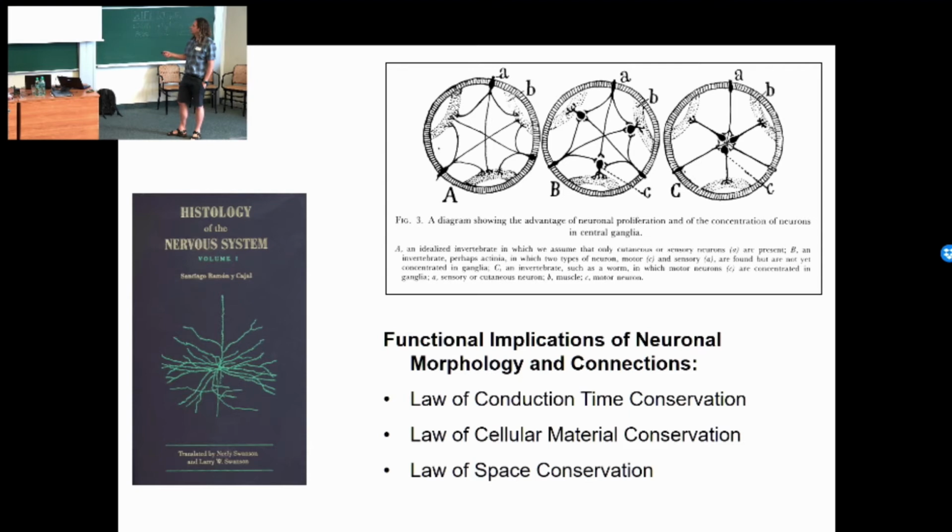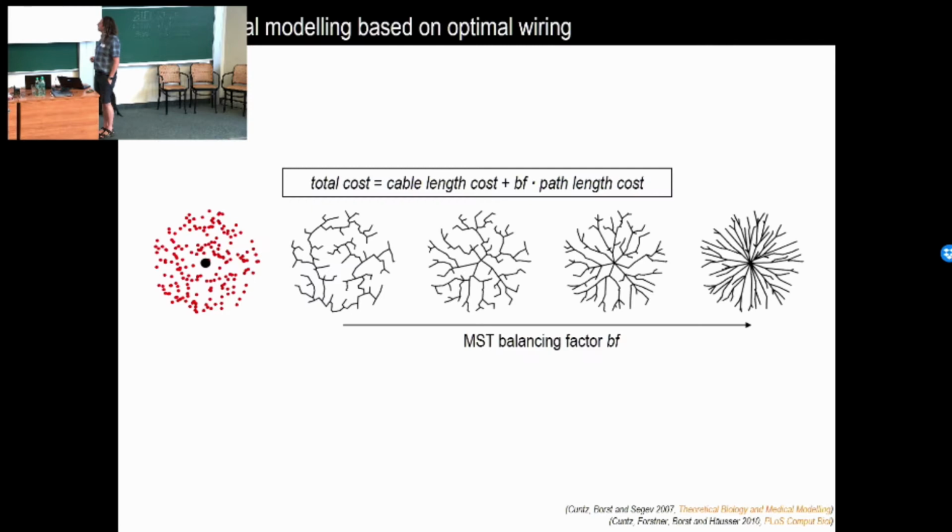The law of conduction time conservation, so that signals have to propagate quickly in the circuit. The law of cellular material conservation, so the circuit has to use as little material as possible, and the law of space conservation. Cajal had this in his head while he was drawing, and this allowed him to give directionality, to say this is a dendrite, this is an axon, etc. And we simply use this to make the most simple toy model based on two of those rules.